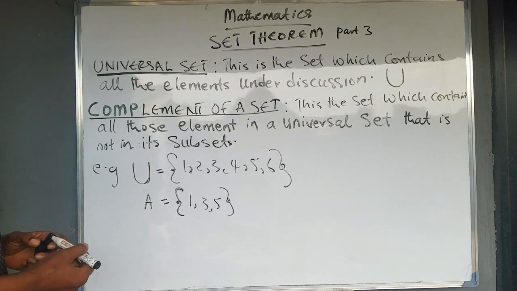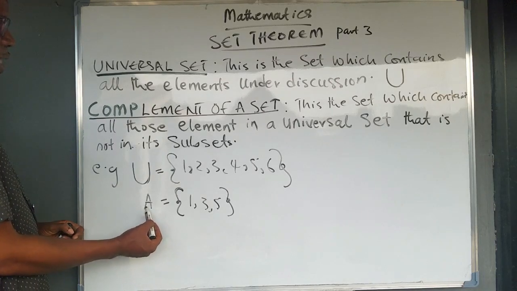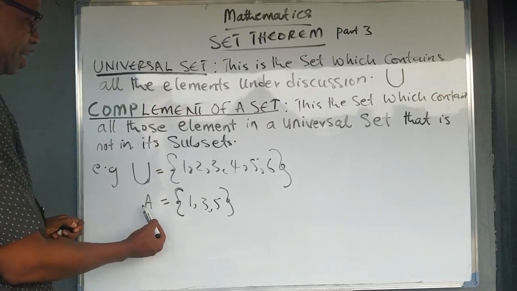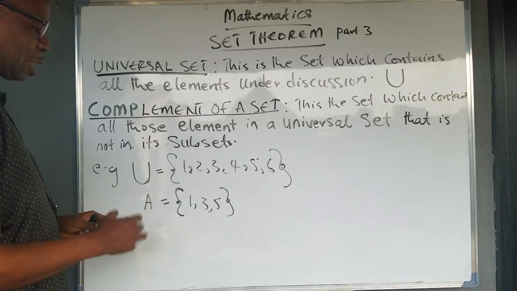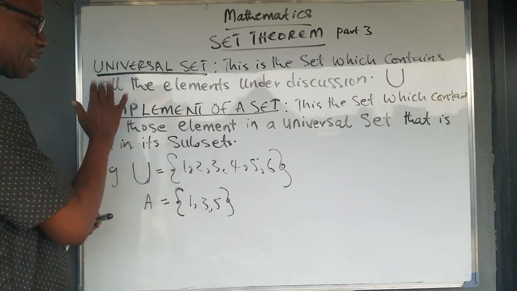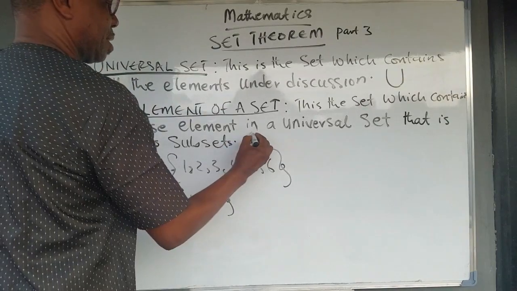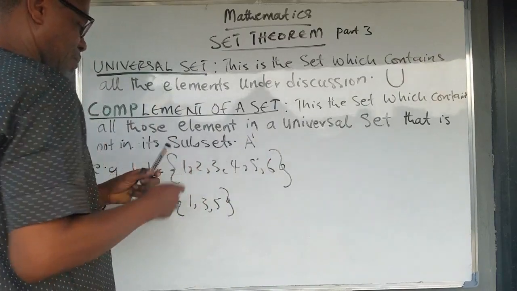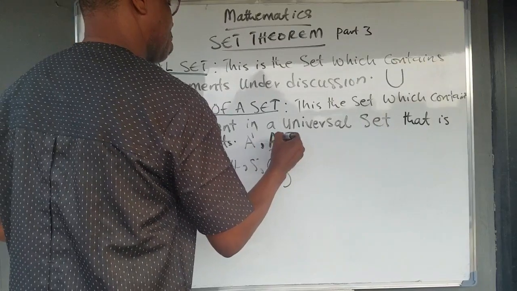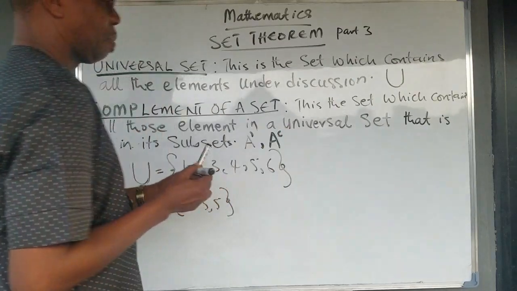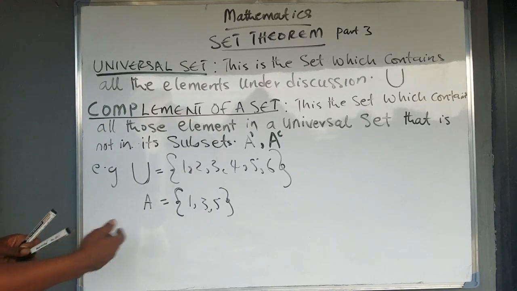Let's say I have 1, 3, 5, for instance, as a subset of this universal set. Now, if you ask me what is A complement? Like I said, you can't talk about complement if there's no universal set. And the complement has symbols. Before I forget, something like this on top. Some will use C, they put a small c on top. A complement.